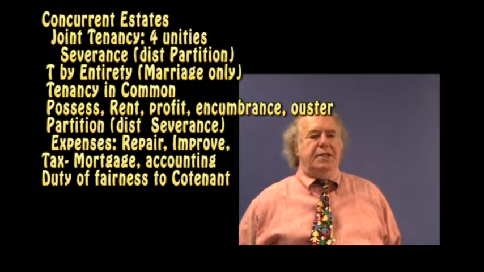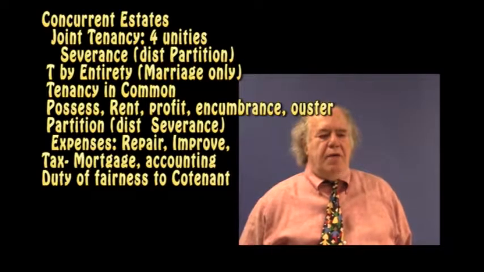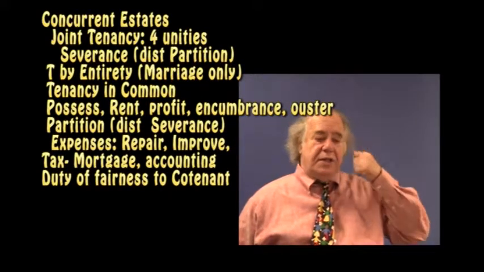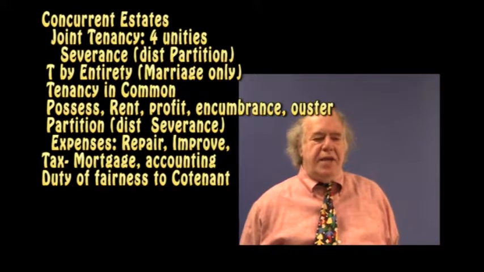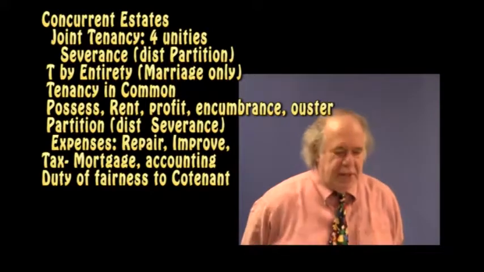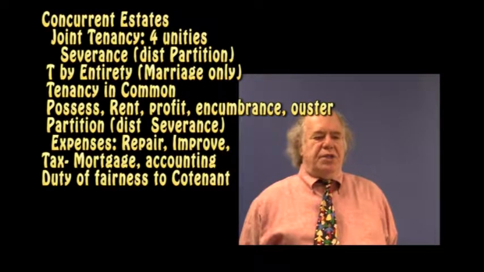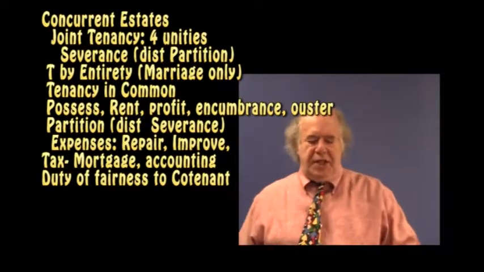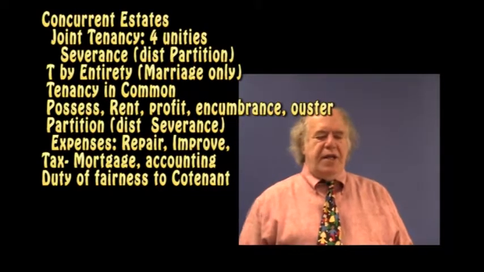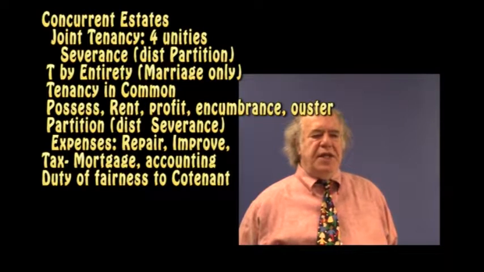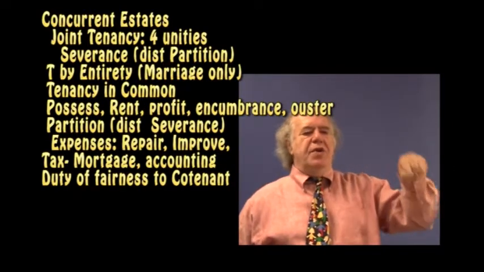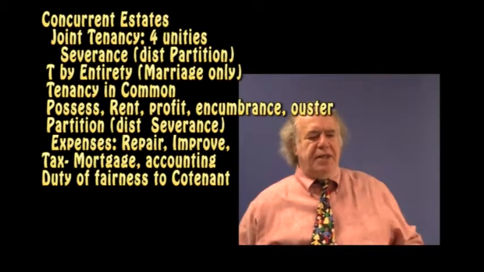Joint tenancies are properly created by language saying to A and B as joint tenants with right of survivorship. In modern law, you are supposed to be express in creating a joint tenancy with right of survivorship, and there are many cases holding if you say to A and B jointly, that's just a tenancy in common. It's got to be to A and B as joint tenants with right of survivorship, that being the key.